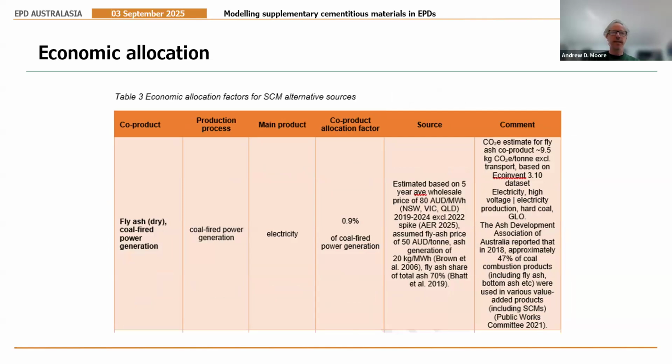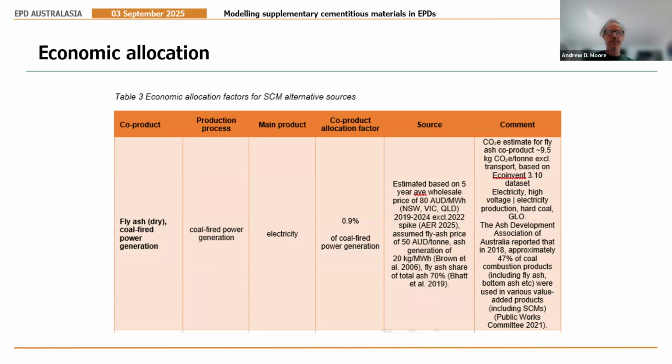If we go into more detail, I spent quite a bit of time trying to check those factors to see if we looked at more recent data, because the CCAA paper was from 2017 and obviously prices change. And when I say prices here, there's a difference between the market price of a product such as fly ash, and the price that should be used for the economic allocation. The economic allocation factor should be what the fly ash producer is paying the coal-fired power station for that ash.